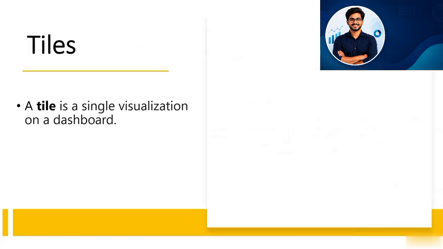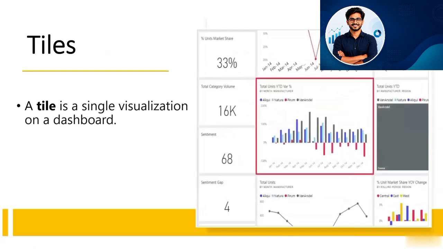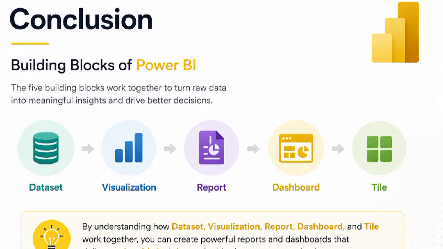And the last building block is the tile. A tile is a single visualization on a dashboard. Now we can see this is the dashboard, and this particular chart is placed in a tile. So that is a building block available here. So these are the different building blocks of Power BI. As we progress in our understanding of this Power BI tool, when we install it and use it, we will get to know about it. And it is very interesting to work with for visualizations.